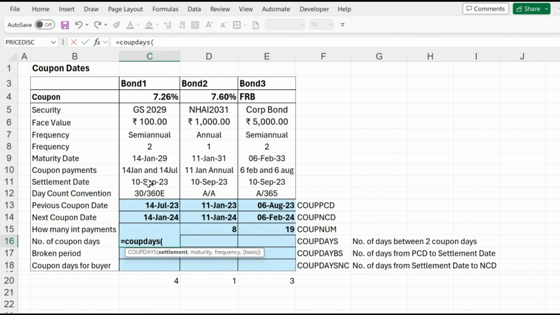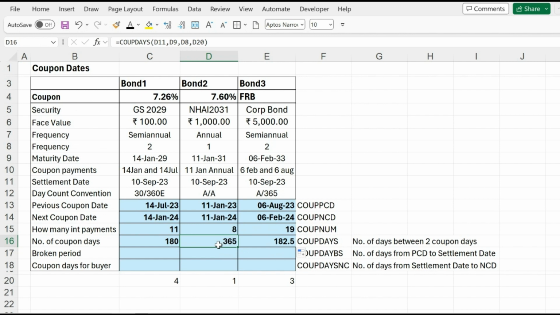So the settlement date is 10th September, maturity is 14th January, frequency is semi-annual, and in this case the basis is 4. Now, as you can see, it has asked for settlement date and maturity date in inputs. However, it has calculated the number of days between 14th July 2023 to 14th January 2024, which is 180 days as per 30 by 360 European measure. So 6 months, 180 days. However, in this case, it is 365 days. This is annual, so 1 year, and this is 6 months. So 365 divided by 2, so 182.5.